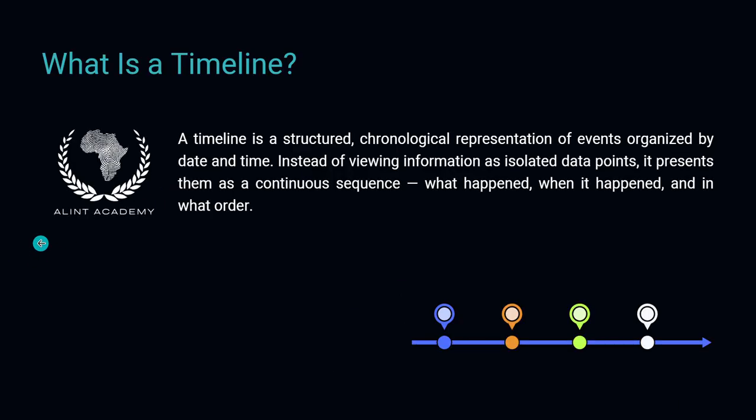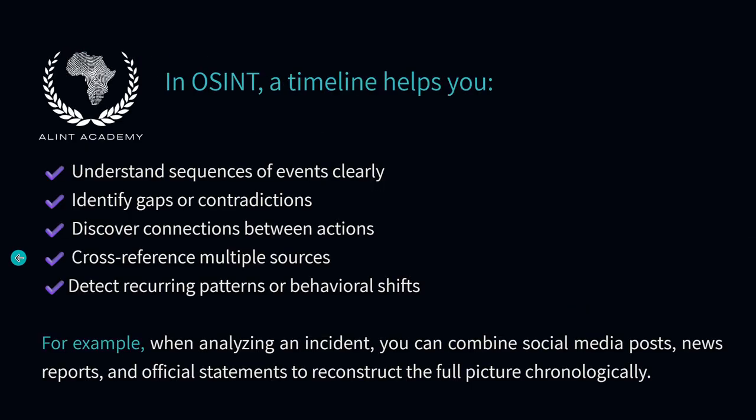Let's begin with the basic concept. A timeline is a structured, chronological representation of events organized by date and time. Instead of viewing information as isolated data points, it presents them as a continuous sequence: what happened, when it happened, and in what order. In OSINT, a timeline allows us to transform scattered information into a coherent sequence of developments.